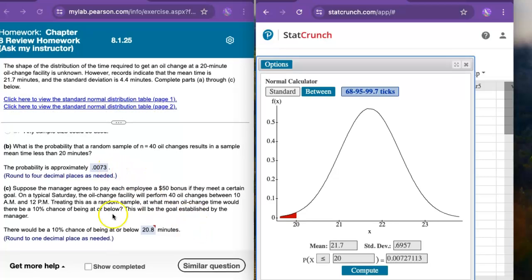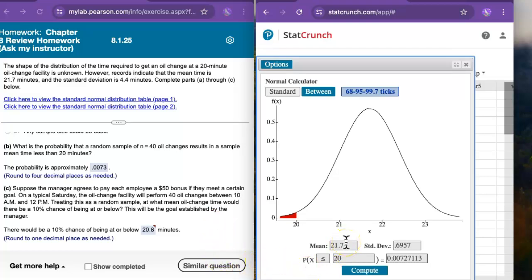Then question C says, suppose the manager agrees to pay each employee a $50 bonus if they meet a certain goal. On a typical Saturday, the oil change facility will perform 40 oil changes between 10 and 12. Treating this as a random sample, at what mean oil change time would there be a 10% chance of being at or below? And that's being at or below this goal that they're trying to reach.